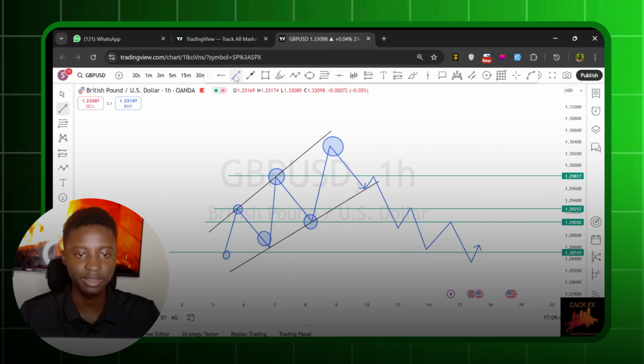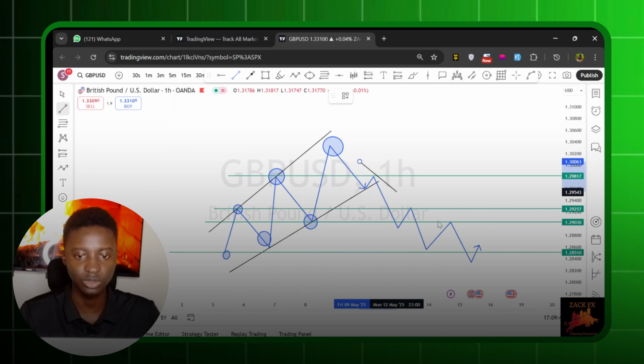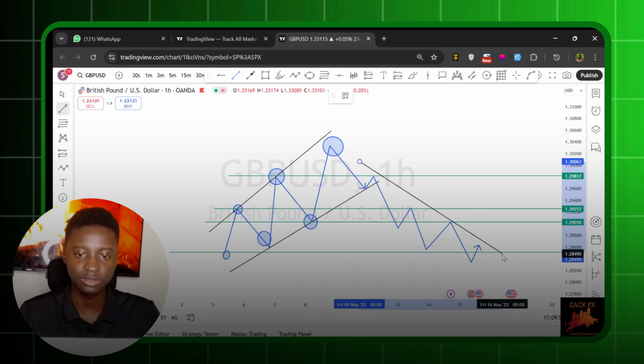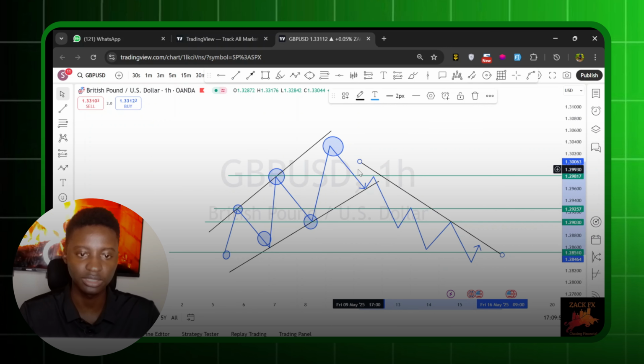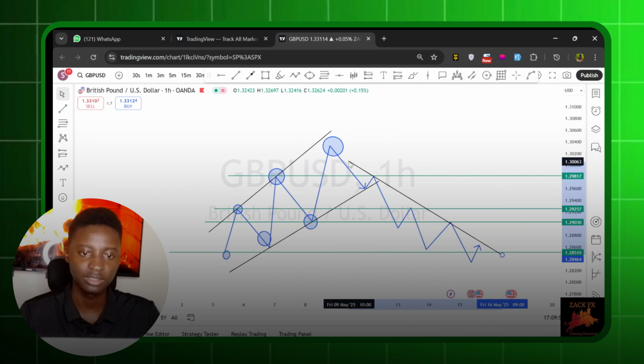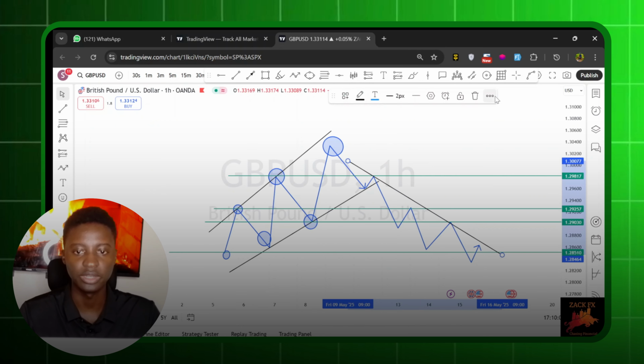We also have another type of market that is called a consolidated market. A consolidated market is simply where price is not moving in any particular direction, just sideways, and doesn't give a clear momentum or direction.